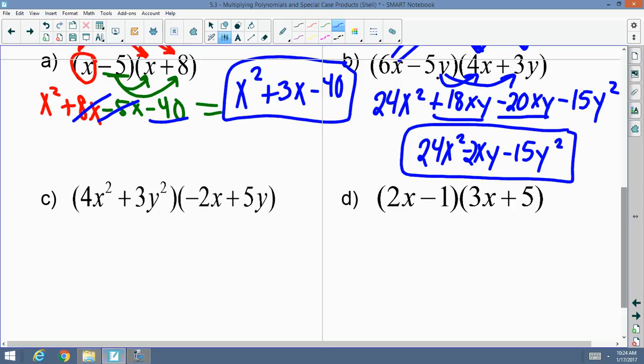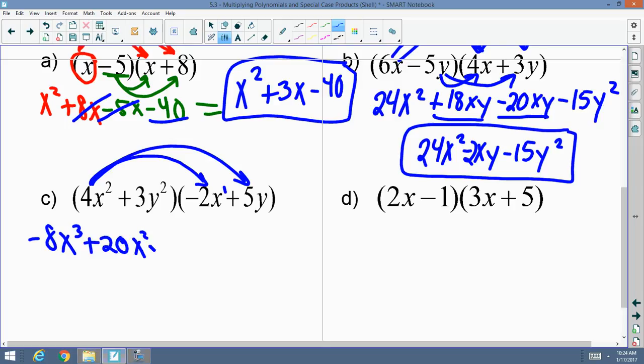How about for C? I got 4x squared times negative 2x, which gives me negative 8x cubed. Yeah, because remember that there's an invisible exponent of a 1 there. Then I got 4x squared times 5y, which would be plus 20x squared y. Then I got 3y squared times the negative 2x, which gives me negative 6y squared x. And then I've got 3y squared times 5y, which is 15y cubed.